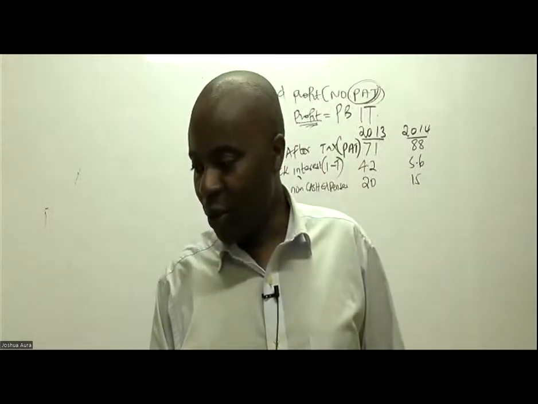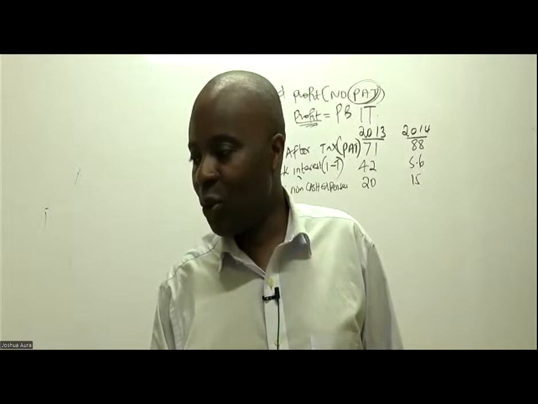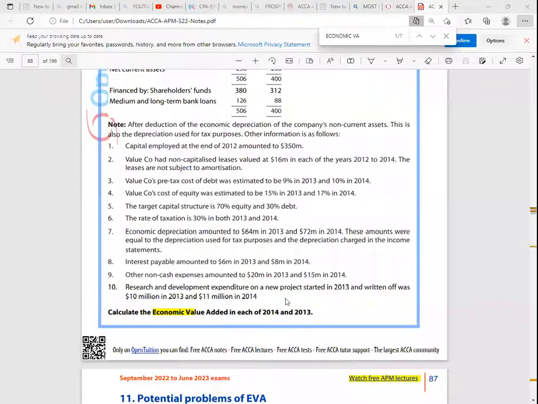So from there, ladies and gentlemen, we go to the next thing. I'm so sure this one will be handled very well. Note number 10, research and development expenditure on a new project that started in 2013 and written off was 10 million in 2013 and 11 million in 2014.